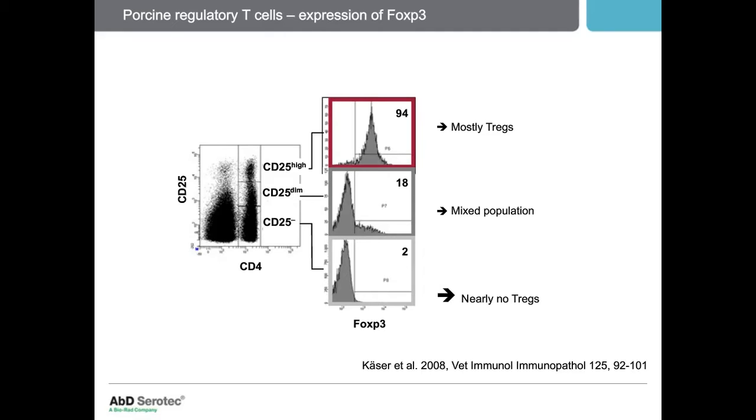by intracellular expression of FOXP3. When we have a look at the CD4 T cell subsets, within the CD25 negative ones, we can't find any FOXP3 expression. Within the CD25 dim ones, we have a small, mixed population. Some of them express FOXP3, and within the CD25 high positive T lymphocytes, most of them show FOXP3 expression.